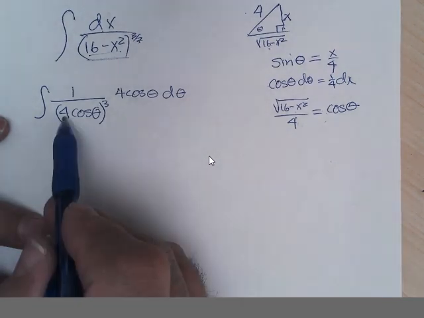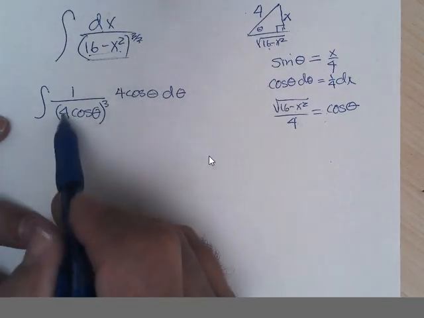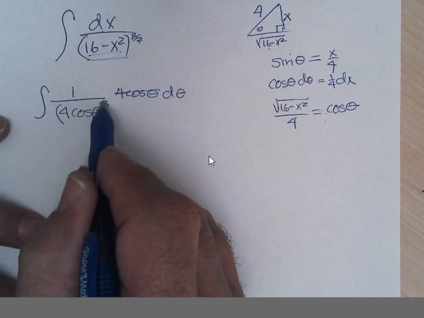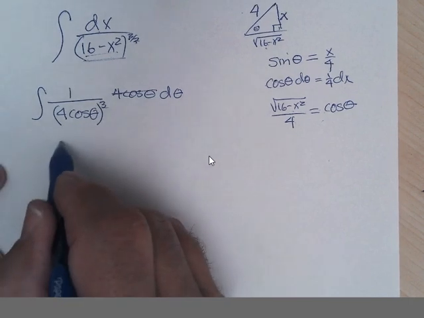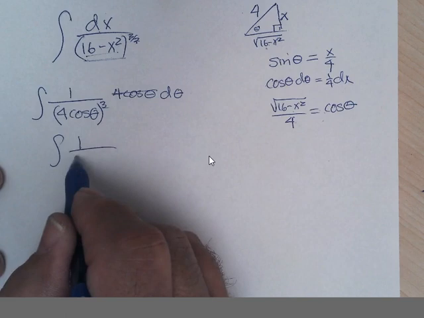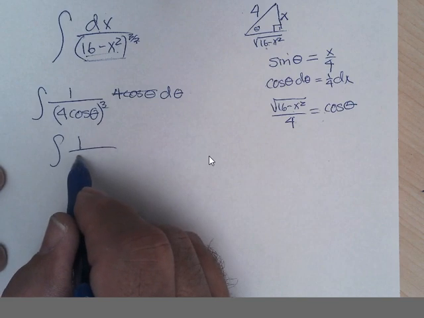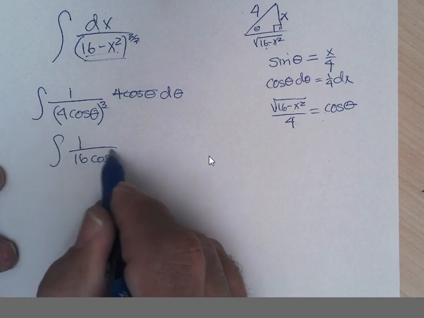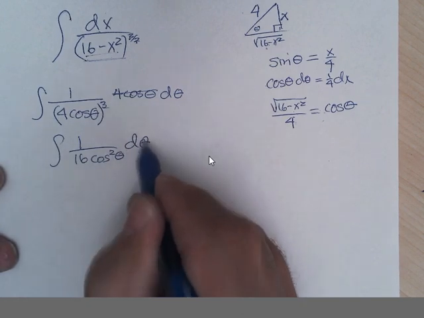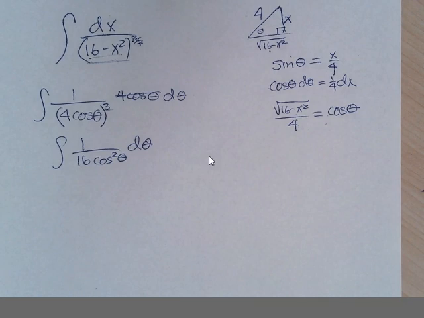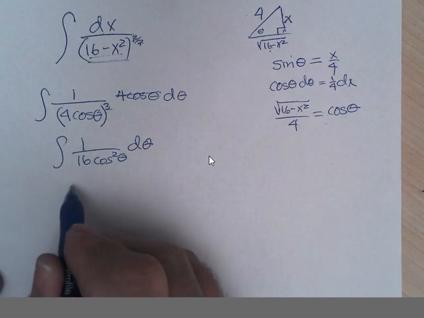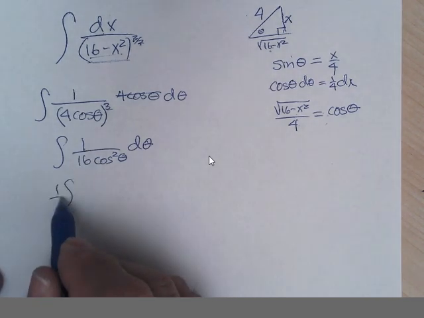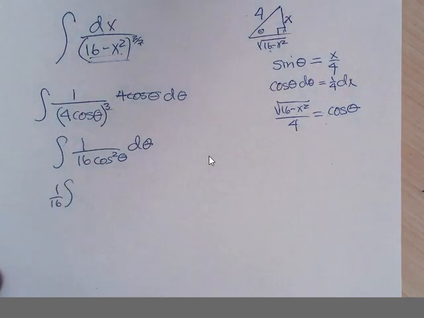Well, that's kind of sweet, because if we got 3 of them here and 1 of them up here, that would cancel and make it just to a squared. So I'd have the integral of 1 over 4 squared and cosine squared. So that's 16 cosine squared theta d theta. Now you're thinking, no, this doesn't look so good, right? Well, maybe it's not so bad. We'll pull the 16th out.